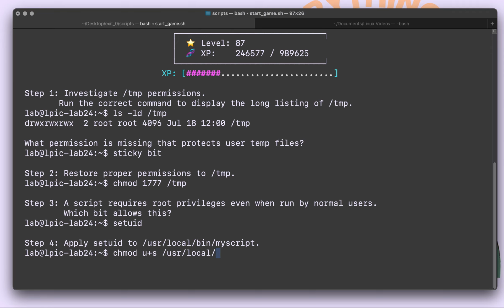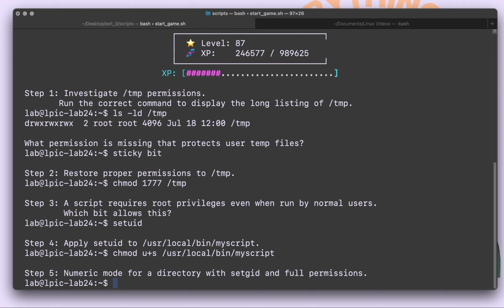Script. Numeric mode for a directory with setgid and full permissions. So that would be 2770, or setgid. So setgid, hence the 2 that represents setgid. So 4000 represents setuid, 2000, or the 2 in the thousands place, represents setgid. And then if we go back over here, the 1 in the thousands place represents, what do you call it again? Why am I blanking? Setuid, or I'm second guessing myself now.